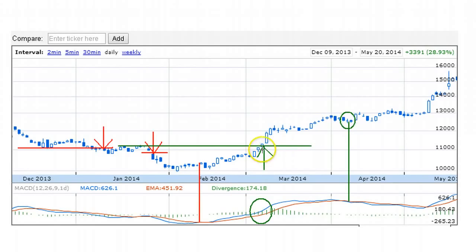And you can see that the entry point is around 11,000 in Bank Nifty, and the exit point is around 12,700. So you're able to capture almost 20% on the upside. And similarly, again, you can see that the lines are slowly settling down. The markets are also consolidating.